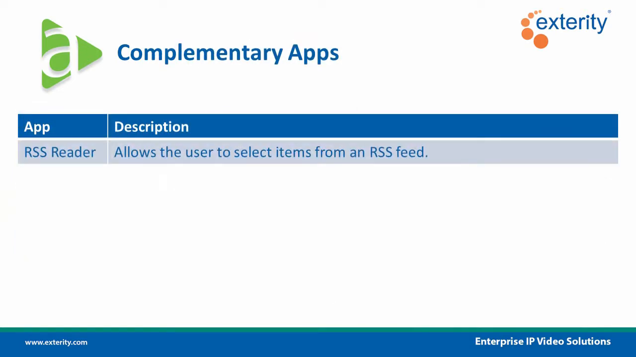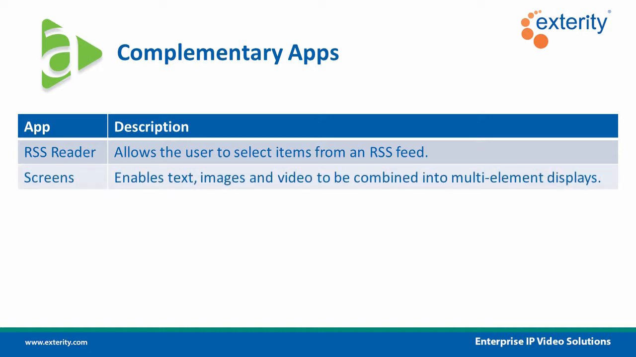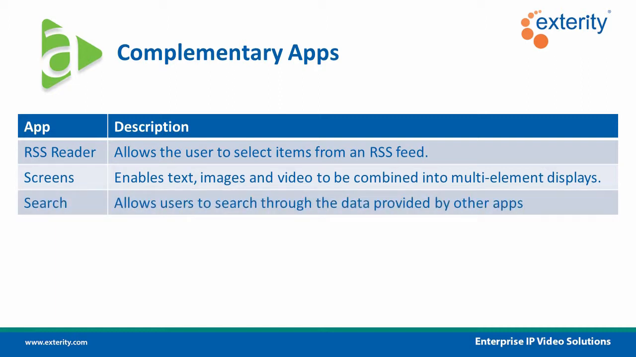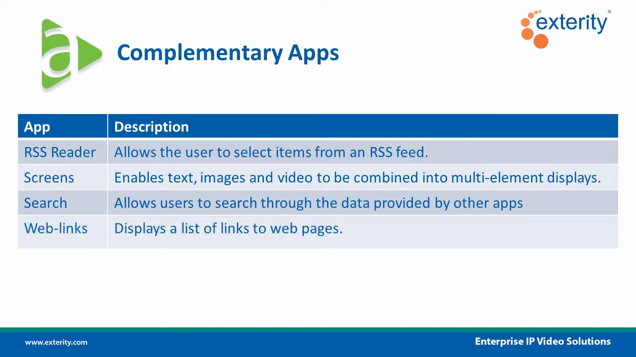The RSS Reader app allows the user to select items from an RSS feed. Screens app enables text, images and video to be combined into multi-element displays. Search allows the user to search through the data provided by other apps. Web Links displays a list of links to web pages.